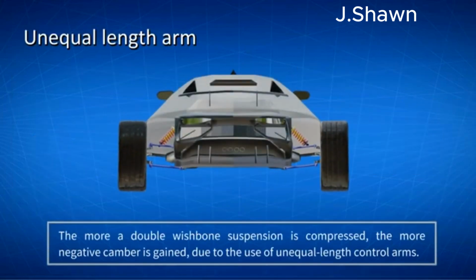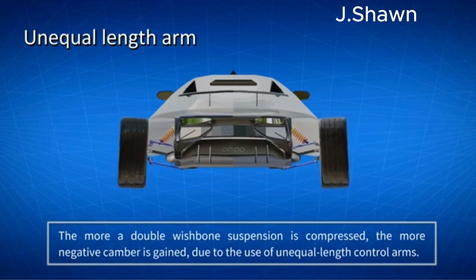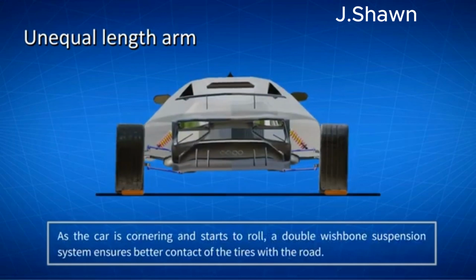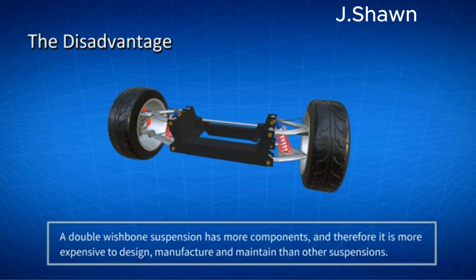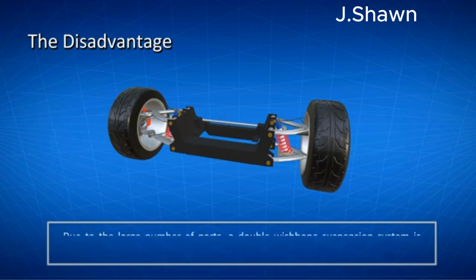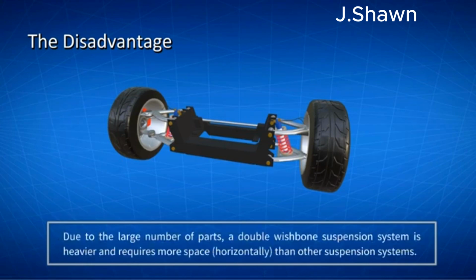The more a double wishbone suspension is compressed, the more negative camber is gained, due to the use of unequal length control arms. As the car is cornering and starts to roll, a double wishbone suspension system ensures better contact of the tires with the road. The disadvantage: a double wishbone suspension has more components, and therefore it is more expensive to design, manufacture, and maintain than other suspensions, such as the McPherson strut suspension. In addition, due to the large number of parts, a double wishbone suspension system is heavier, and requires more space than other suspension systems.